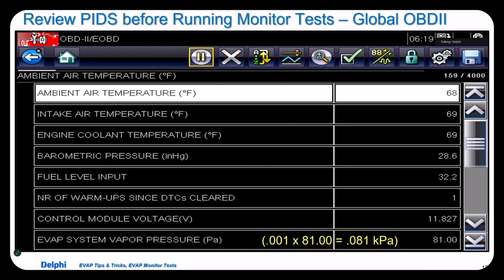But it is the one item that has no rationality for the DTC. It's either open or shorted that it sets a code, but anything in between the computer uses. And if the inches of mercury drop below about 25, the monitors will be suspended. So always check the barometric pressure.